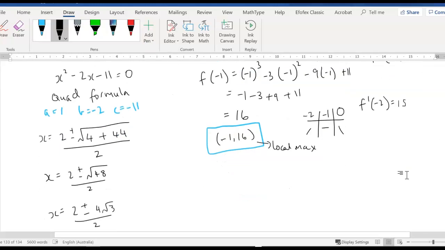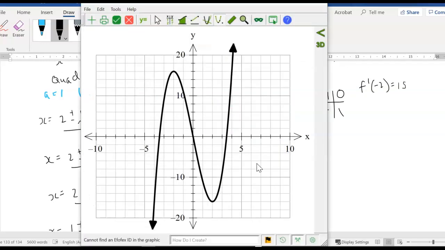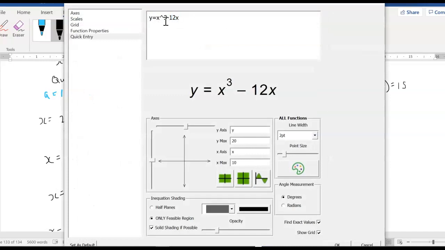All right, so graphing. So I'm going to be a little bit of a cheat and graph it on my calculator, not my calculator, on my computer. So this isn't the one that we're doing. So I'm going to quickly write it in. So x to the power of 3 minus 3x squared minus 9x plus 11.